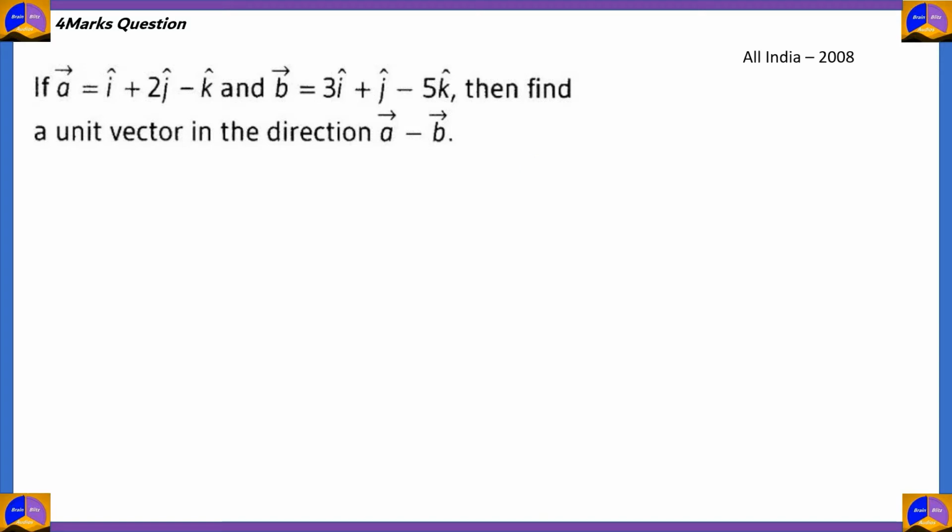So now, in these questions, finding the unit vector is easy. You just need to divide the vector by the modulus of that vector. But what do we do when we need to find a vector? That is the main part of this question. So over here, we're given two vectors. a bar is equal to i cap plus 2j cap minus k cap, and b bar is equal to 3i cap plus j cap minus 5k cap.